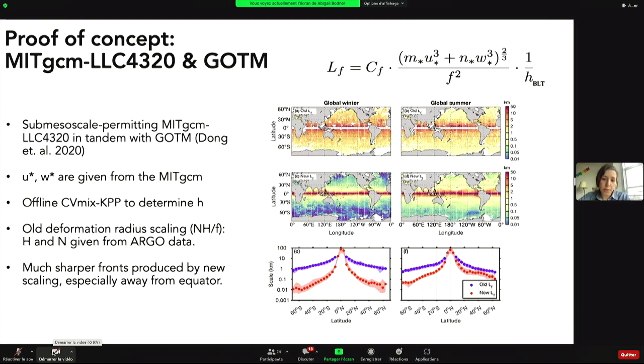And really the most important takeaway from this is that we are able to describe much sharper fronts with this new scaling, especially far from the equator. And I know that in the Calvert-Doll paper, this was also something that they were able to show, but it's from a different motivation.